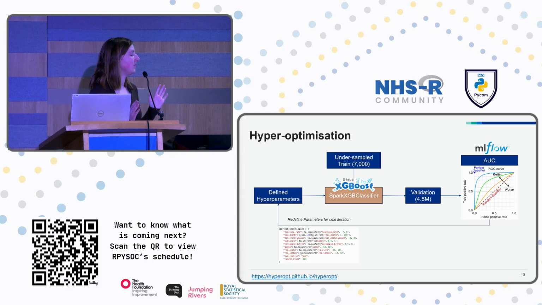We track all of this using something called MLflow, and that allows us to work out what our best parameters are from the area under the curve that we have derived.